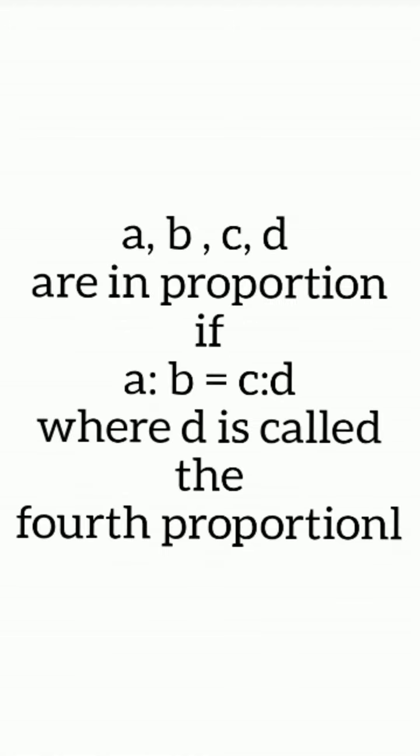So, in the last class, we were discussing some problems on proportion, and today also we will be discussing some problems. And we know that if four numbers A, B, C, and D are in proportion, A is to B is equal to C is to D, where D is called the fourth proportional. And based on this, we are going to do one problem.